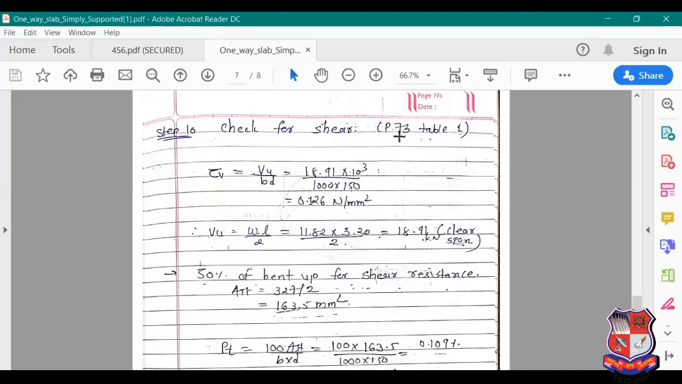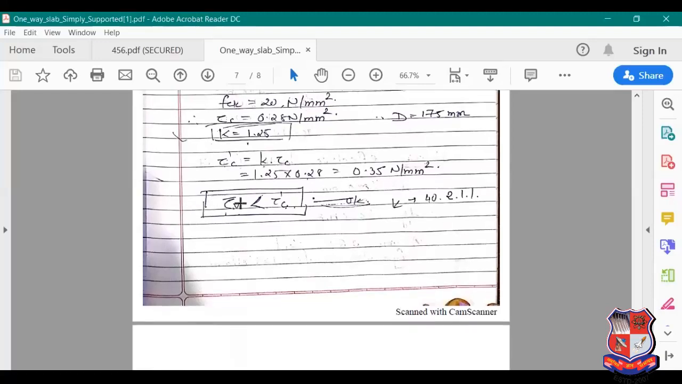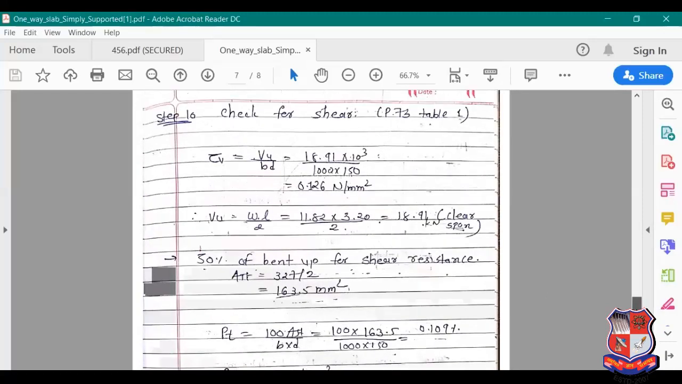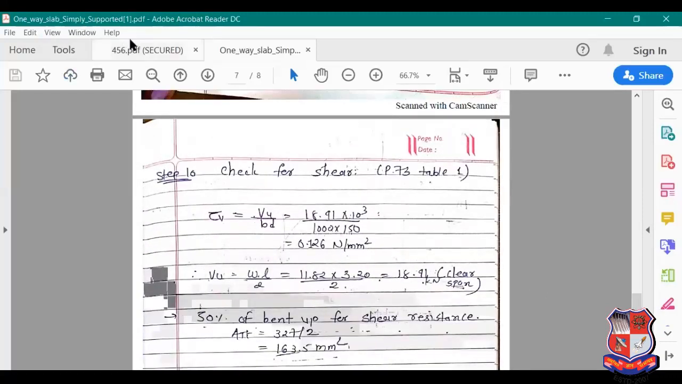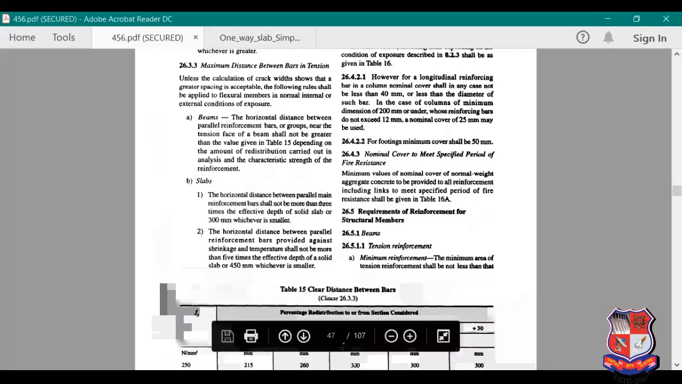You can check it from page number 73 and 72. So for shear, it is tau v and tau c. Ultimately, you should have tau v less than tau dash c. So for that, let's first find tau v. For tau v, let's jump to page number 72.